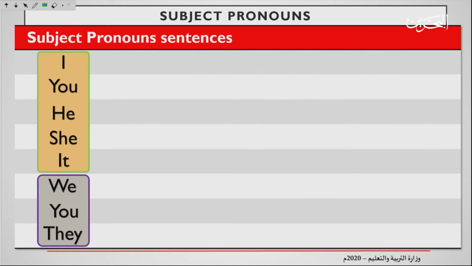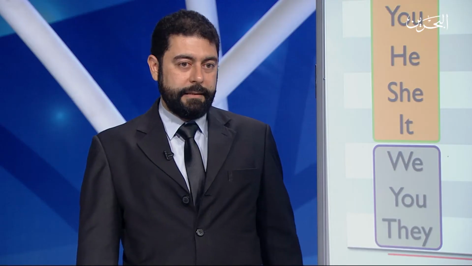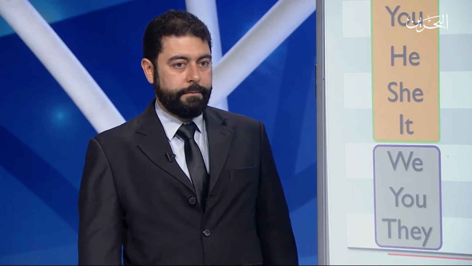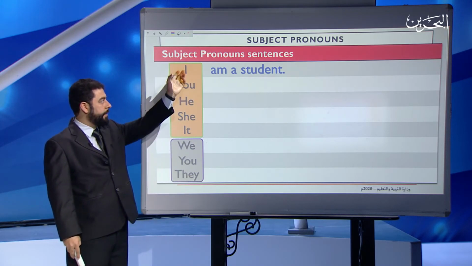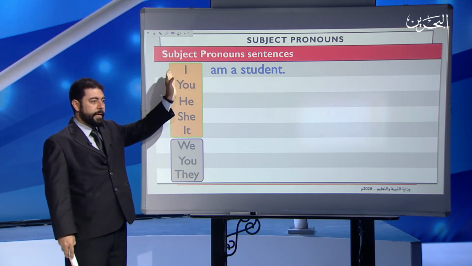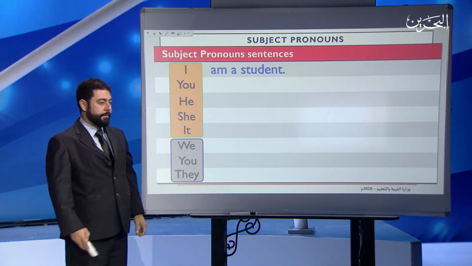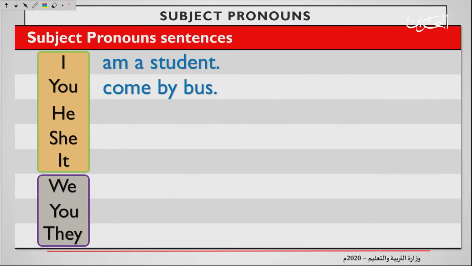Subject pronoun sentences. So, how to make up sentences? Well, it's easy. For example, you can say, I am a student. You have to have the proper subject pronoun at the beginning of a sentence to make it a full sentence. Also, you can say, you come by bus. He plays tennis. And as you see, we have an S. Please remember that, because all the he, she, it, they have a special treatment. They have the S's. So pay attention to that.